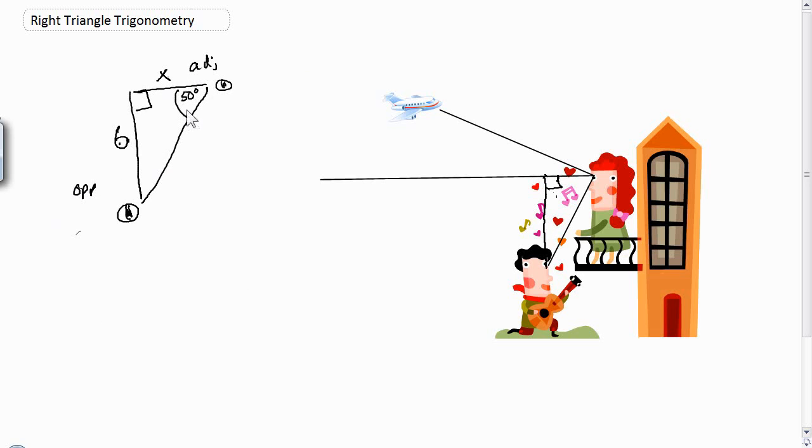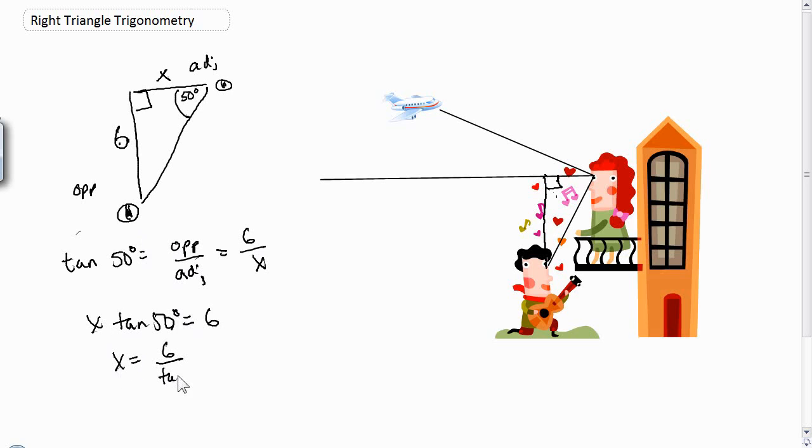I have the angle there, so that would be a good tangent problem, because I know that the tangent of 50 degrees is going to be opposite over adjacent. So in this case, tangent of 50 degrees equals 6 over x. If I was to solve this problem, I would go x tangent of 50 degrees after multiplying both sides by x, and then I would still have to divide both sides by tangent of 50 degrees. Most likely you don't know tangent of 50 degrees from memory. 60 degrees yes, but 50 degrees no.